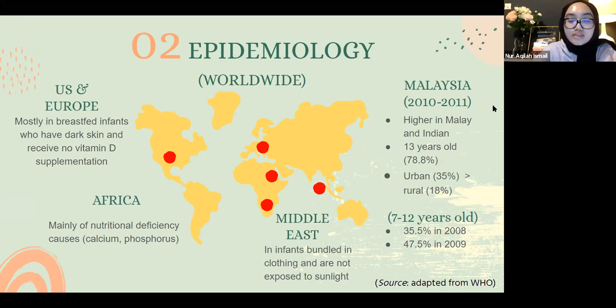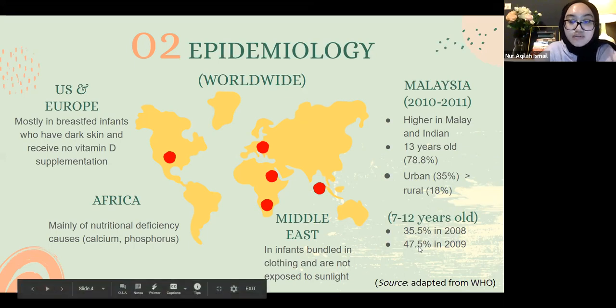In Malaysia, a study conducted in 2010 to 2011 reported that the cases of rickets are higher in Malays and Indians, and 78.8% of the cases are children up to 13 years old, and most of the cases are also from children in urban areas as compared to rural areas. In another study, it is reported that there is an increase in the incidence of nutritional deficiency rickets among children of 7 to 12 years old, which was 35.5% in 2008, increased to 47.5% in 2009.